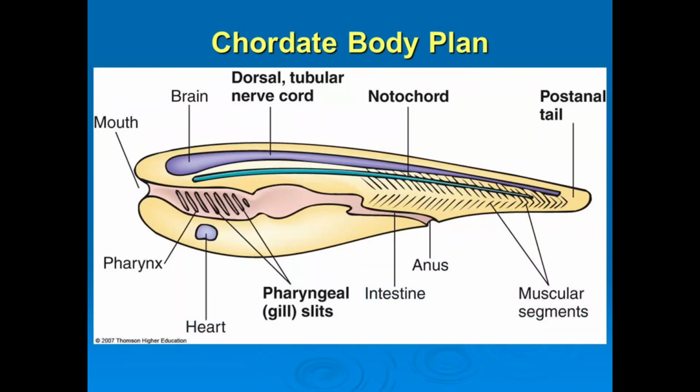As you can see in the picture, the dorsal neural tube, notochord is present just beneath the dorsal nerve cord. There are also pharyngeal slits and a post-anal tail present.